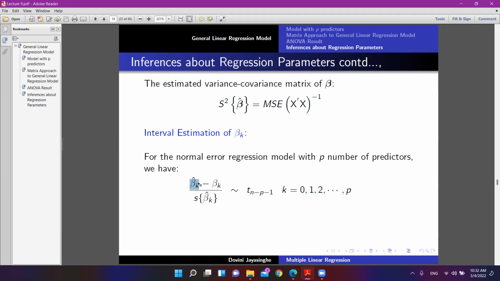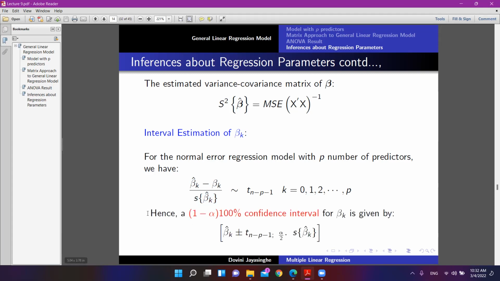So this is the estimated value. This is the true value, divided by the square root of, I cannot say square root of this actually. This is a matrix. You have to take the square root of the corresponding beta value, right? So if it is 0, you have to take beta 0 here. I'll explain that to you. So the 1 minus alpha 100% confidence interval for beta k is given by this.